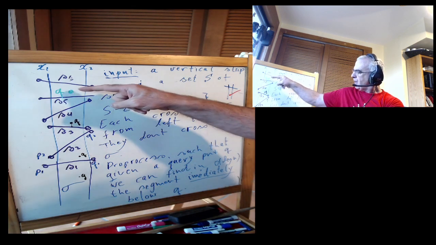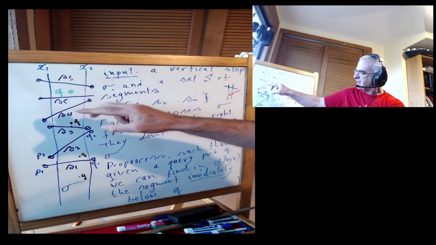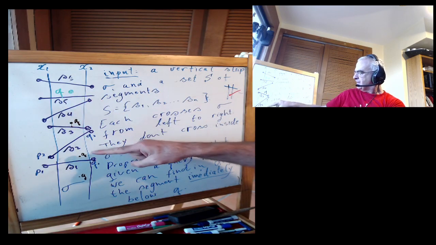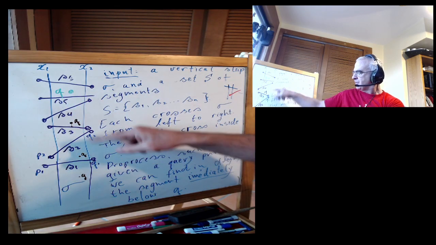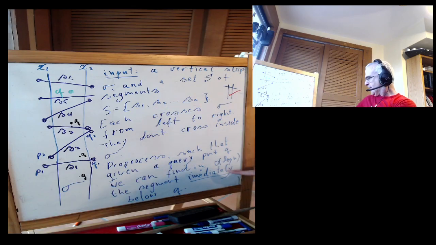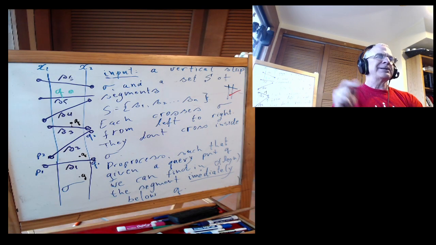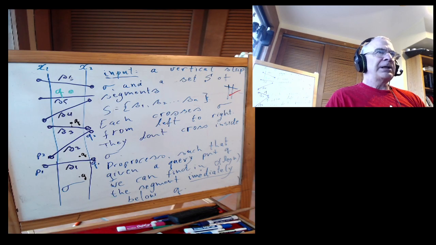The question is, how can I arrange them in a data structure so that once I give you a query point, I'll know immediately which segment is below me, in time log n? It's not a hard question, but you can do it wrongly. Is the question clear to everybody?